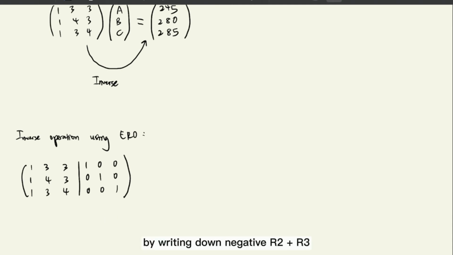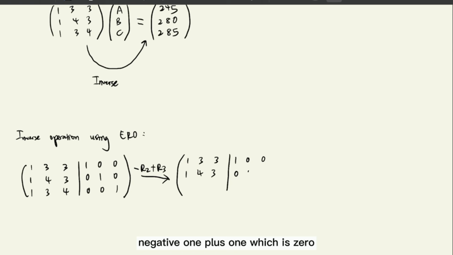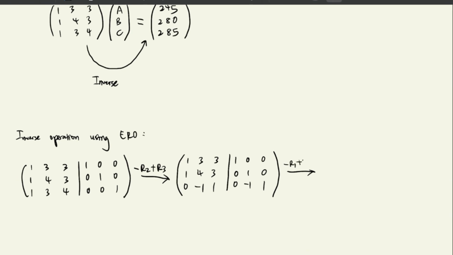First, I'm going to approach it by writing down negative R2 plus R3. So the first row and the second row, I'll be just writing down the same matrix as the previous one, and the third row would be negative 1 plus 1, which is 0, negative 4 plus 3, negative 1, and negative 3 plus 4 is 1. So on this side is negative 0 plus 0 is still 0, negative 1 plus 0 is negative 1, and negative 0 plus 1 is 1.